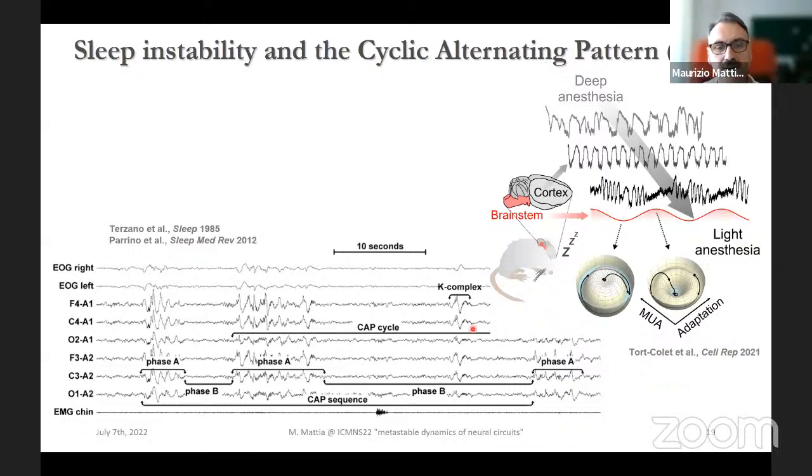And in this case, we found that this alternation between slow oscillation, here we have the EEG patterns coming from a human brain, is interspersed by microarousals naturally. And Parino and Terzano here in Italy introduced the concept of the cyclic alternating pattern. The cyclic alternating pattern is the proof that sleep is unstable. And this instability is due to this competition between a limit cycle, as I described to you, competing with a stable focus in this simple model.